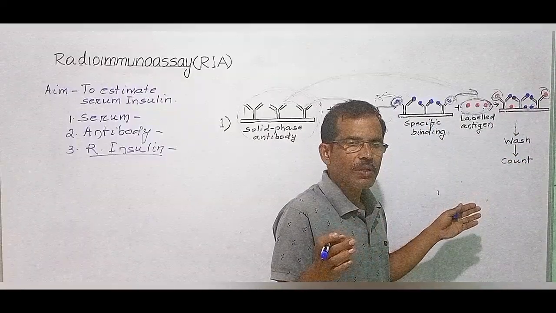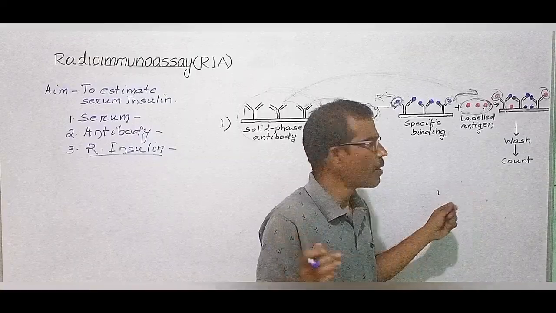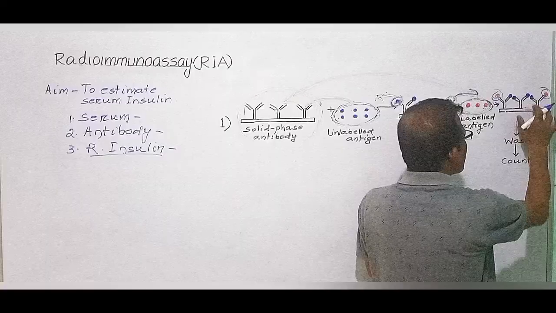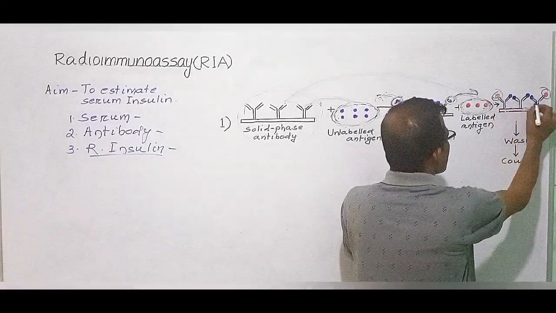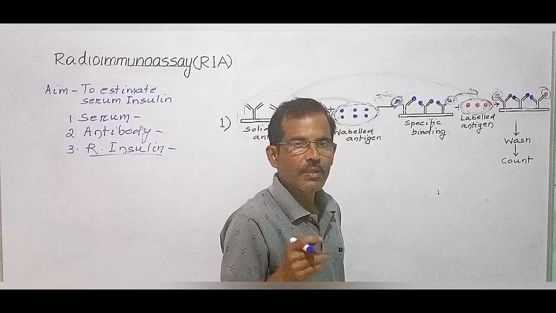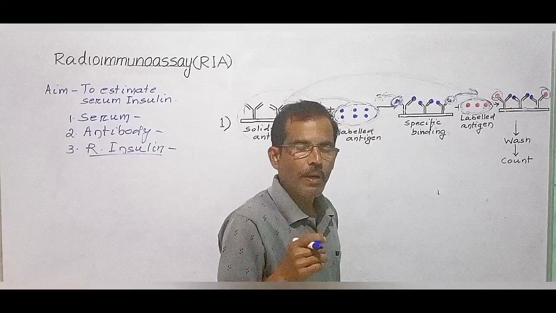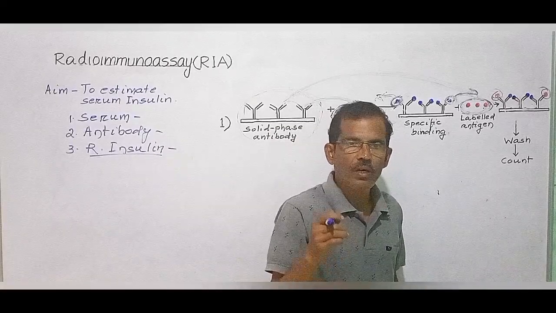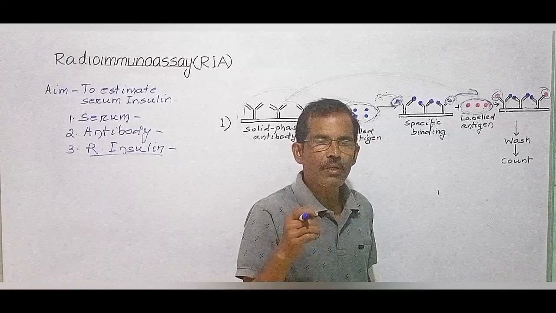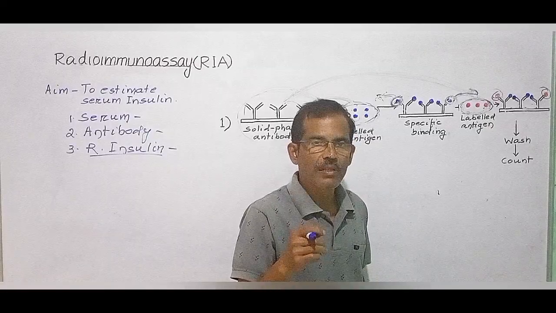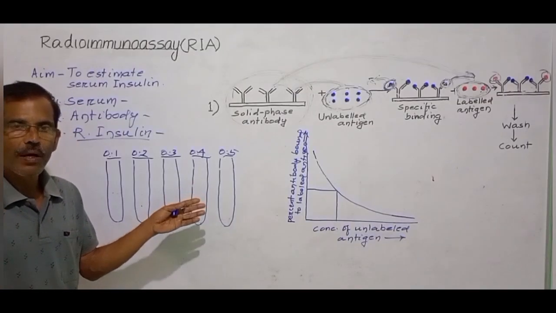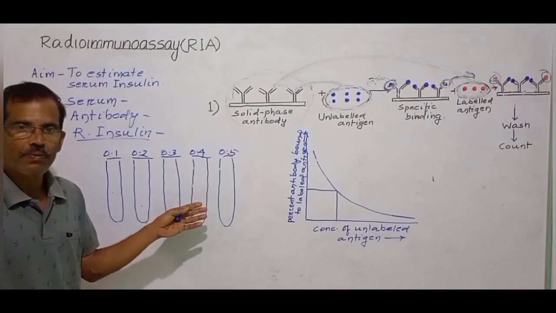After incubation for a predetermined period, the unbound antigens are washed off and then the radioactivity of the bound antibody is measured. This value is then compared with a standard calibration curve in order to estimate the concentration of insulin in patient serum. Now the question is how to prepare a standard calibration curve.